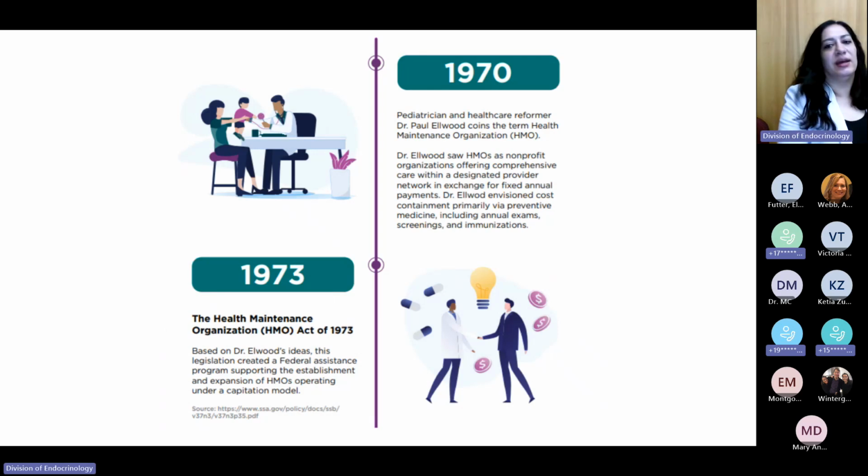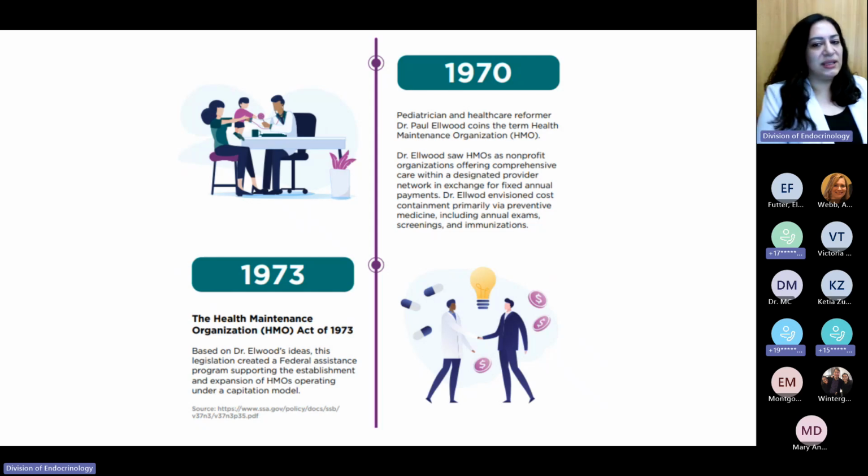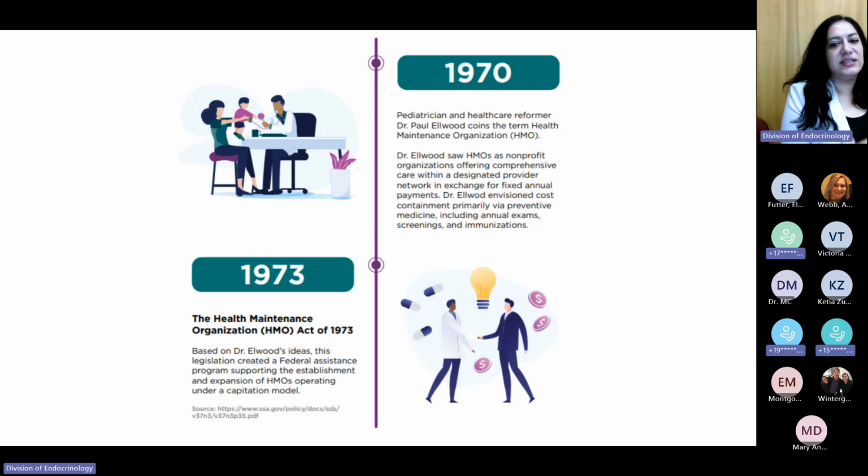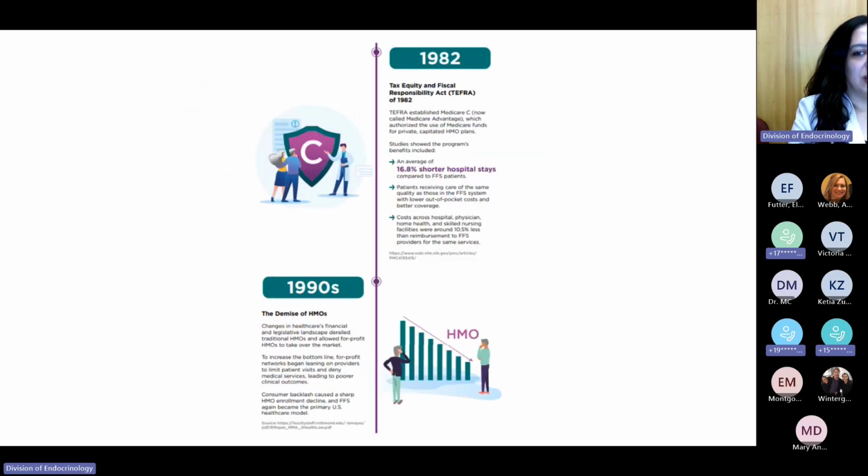In the 70s, the term Health Maintenance Organization, or HMO, was introduced by Dr. Paul Elwood. Basically, he wanted to contain costs, and he focused mainly on primary care, preventive medicine, including annual exams, screenings, immunizations, and things that are going to reduce downstream costs. In 73, this became an act in the States. And then in 82, they started doing Medicare C via TEFRA, and it's now called Medicare Advantage. This basically authorized the use of Medicare funds for private HMO plans, and this model actually reduced hospital stays by almost 17% compared to fee for service.